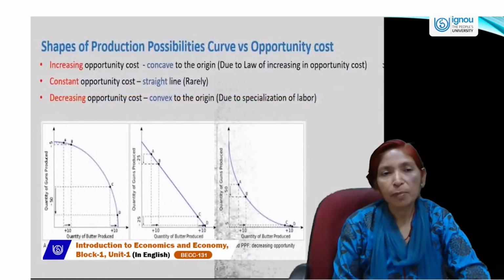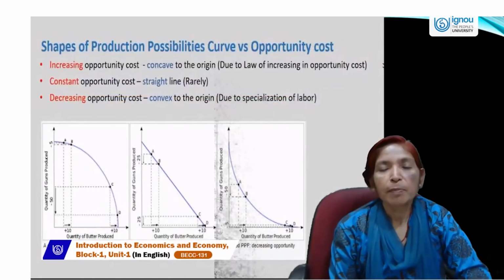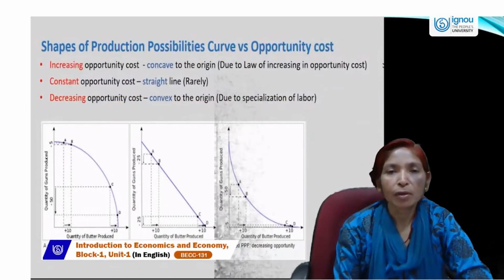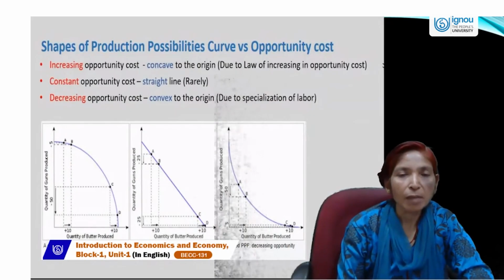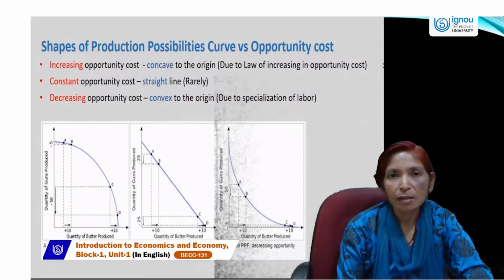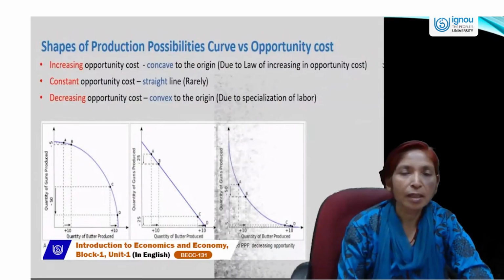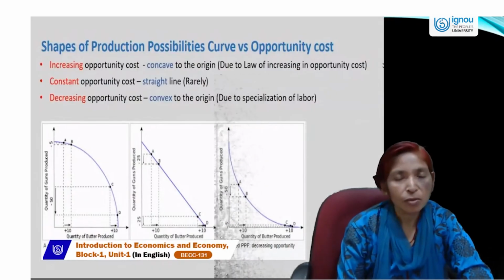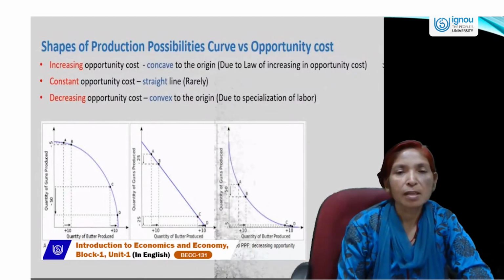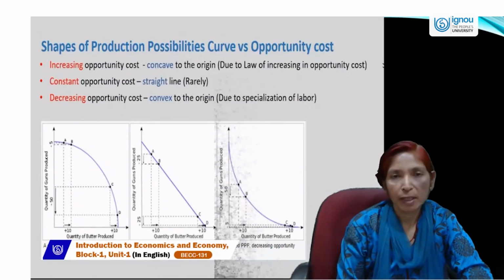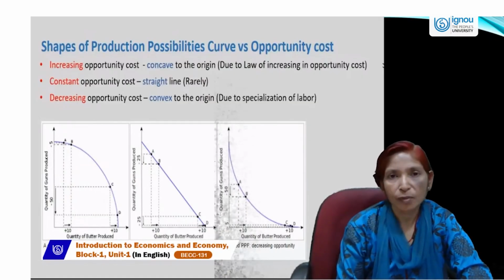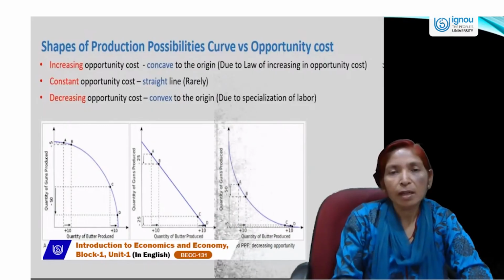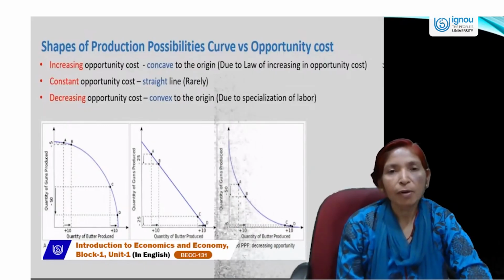Now next are the shapes of PPC. You know that the PPC slope always depends upon opportunity cost. If opportunity cost is increasing, then the PPC curve will be concave to the origin. If opportunity cost is diminishing or decreasing, then the curve will be convex to the origin. And if PPC is a straight line, it means opportunity cost is constant or fixed, or the ratio remains the same, like 1 raised to 1, 1 raised to 1, 1 raised to 1. For example, if we take 1 cup of tea, then we will sacrifice 1 cup of coffee.